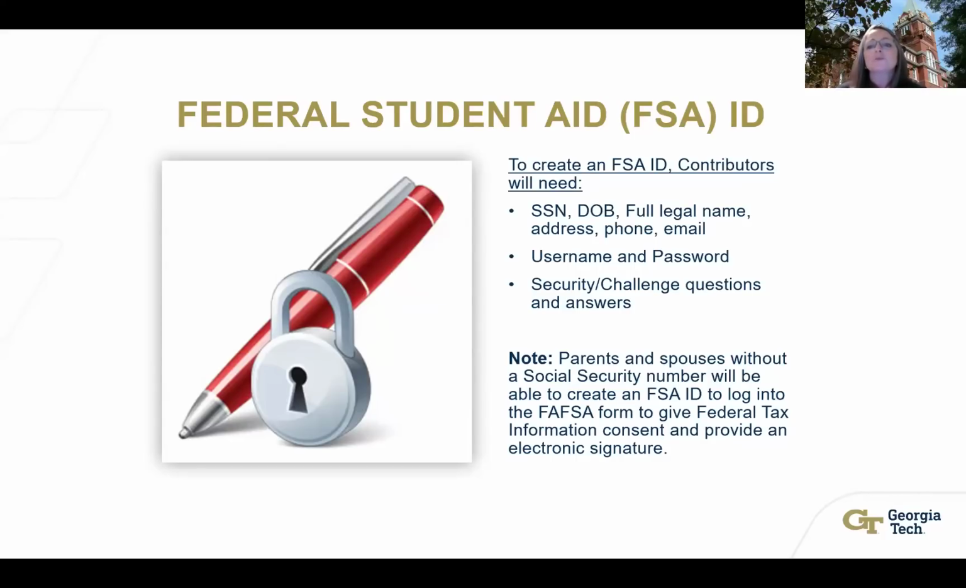Parents and spouses who don't have a social security number are still able to create an FSA ID. One of the questions when setting up that FSA ID is, do you have a social security number? And if the answer is no, you just check that box and you have to provide a little bit more information, but you'll still be able to create an FSA ID if you are a contributor to a student's FAFSA.